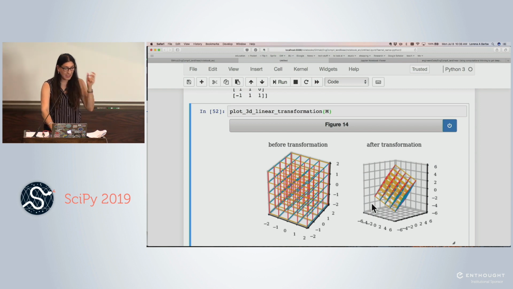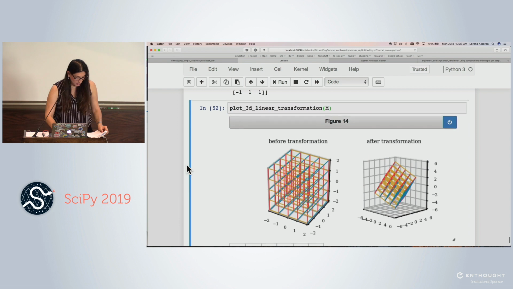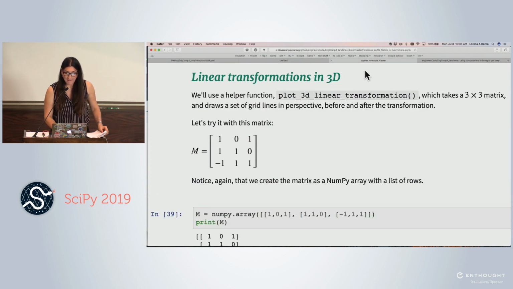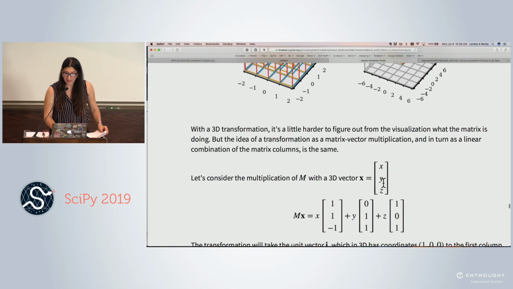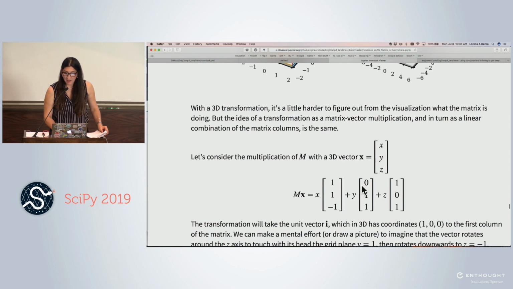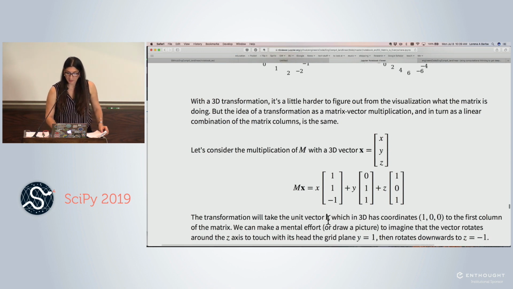But the idea of a transformation as a matrix vector multiplication is the same as before. We can express the matrix vector multiplication as a linear combination of the columns of the matrix M scaled by the components of the vector. So if we were to consider applying M, this matrix right here, to a general-looking vector x, y, z, here it is: the columns of M multiplied by the components of the vector, and that is the result of the matrix vector multiplication.